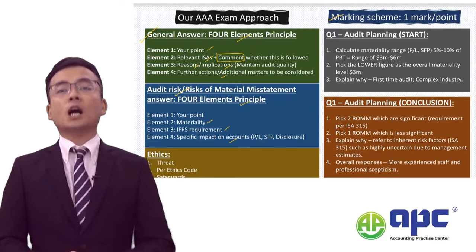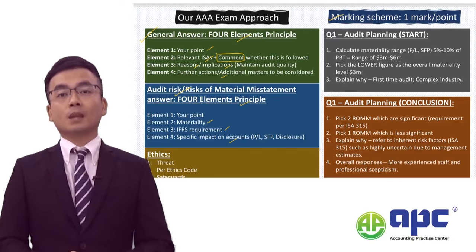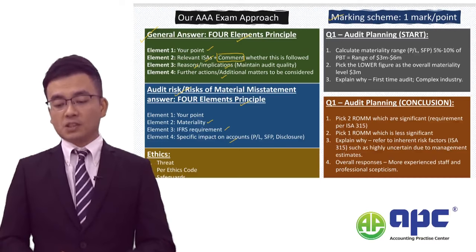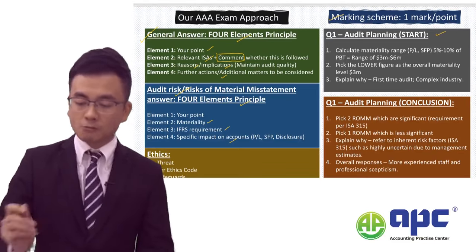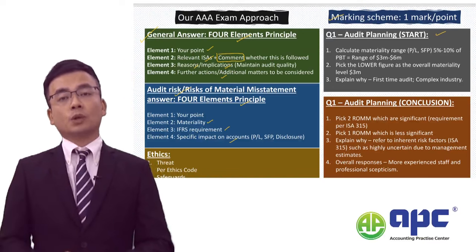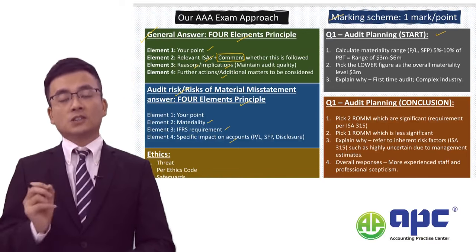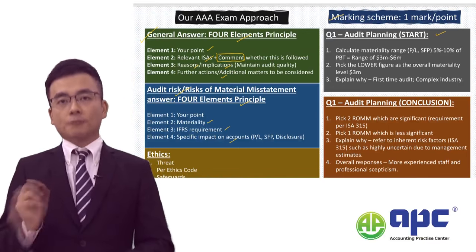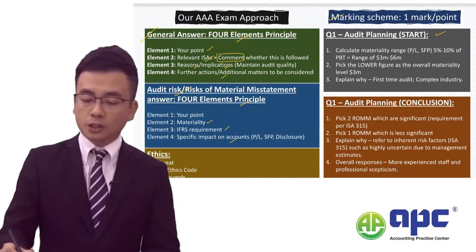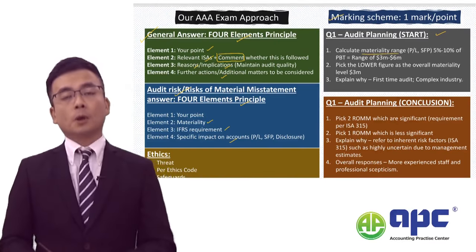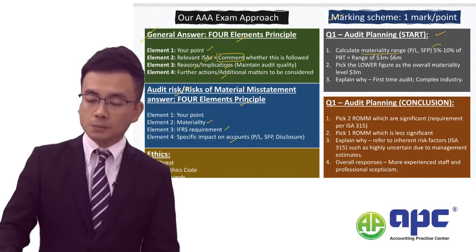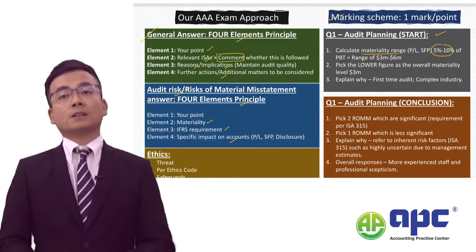So for example, profit being over or understated, assets under or overstated, or perhaps a disclosure requirement. So for example, under disclosure risk. I touched on the concept of materiality. Make sure that in question one you will get the easy marks. At the very start, you will need to calculate the materiality range. So for example, taking the profit before tax of a client's company and multiplying by 5 and 10% respectively.